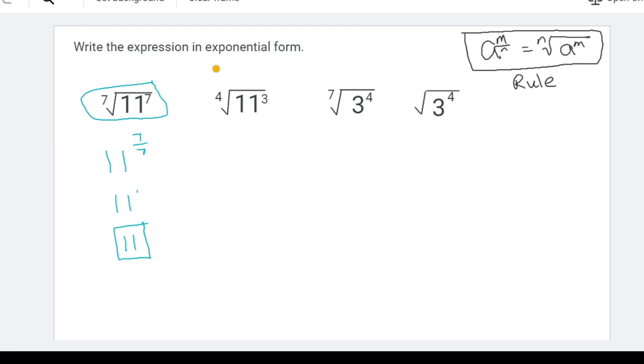Alright, now the one with the yellow smiley next to it. Again, I have an 11 as my radicand, so that's my base to my exponent. In terms of my fraction, the 4 on the outside comes down here to the bottom, and my 3 on the inside becomes a 3 in the numerator. And this is as far as I can take it because that fraction cannot be reduced.